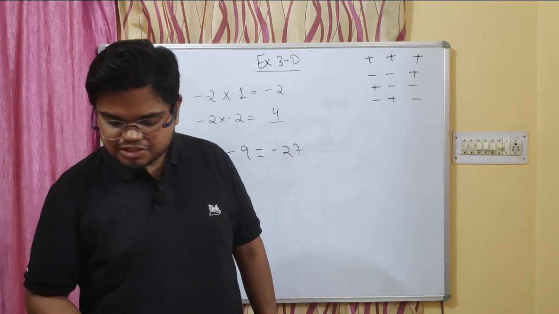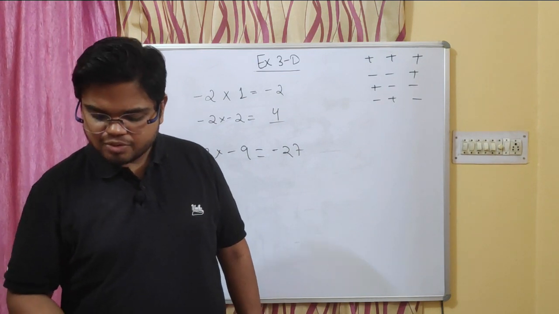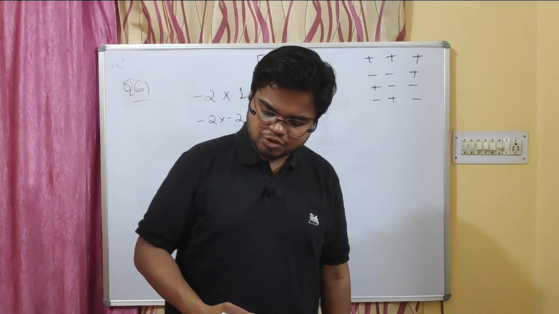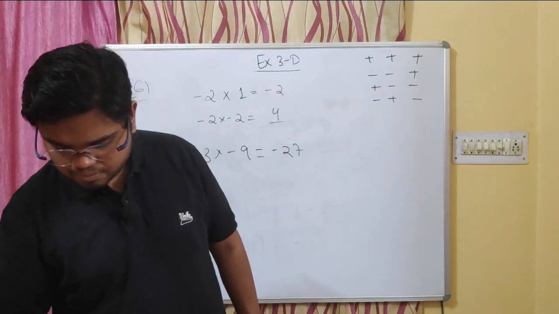Fourth part, if a is greater than 1, then there is no integer b such that a into b equals b into a equals b.